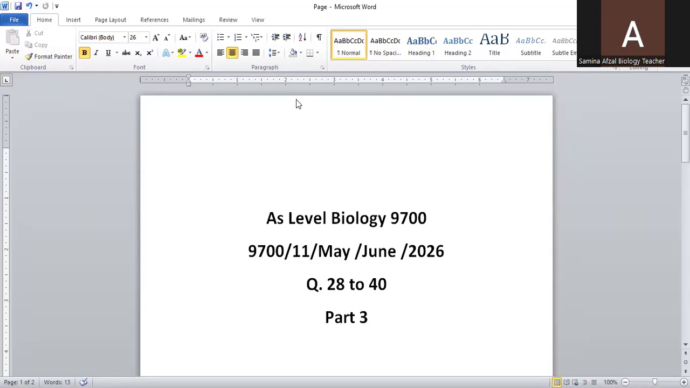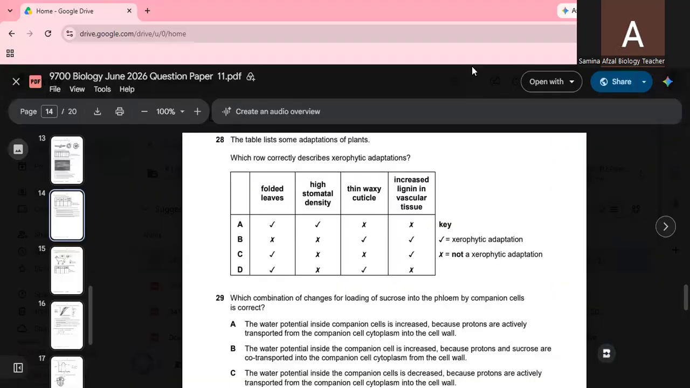So question number 28 is: the table lists some adaptations of plants, which show correctly describe xerophytic adaptations. The four adaptations are folded leaves, high stomatal density, thin waxy cuticle, and increased lignin in vascular tissues. Here I would like to say that folded leaves trap moist air, reducing the water potential gradient and transpiration.